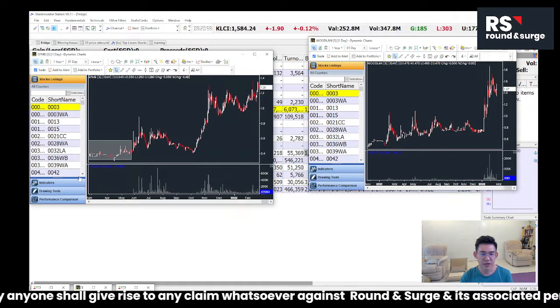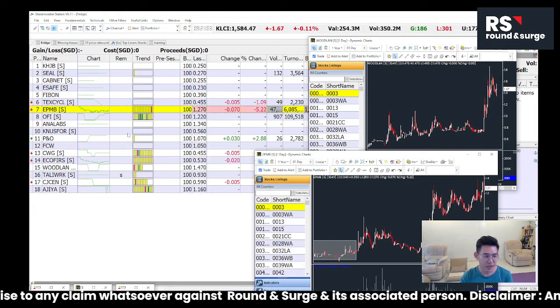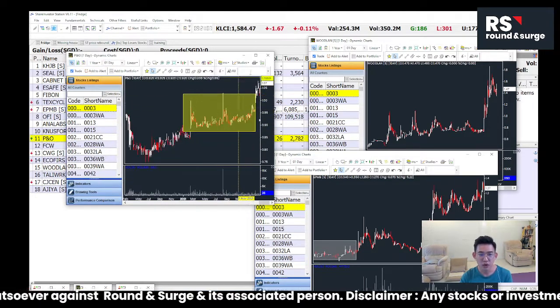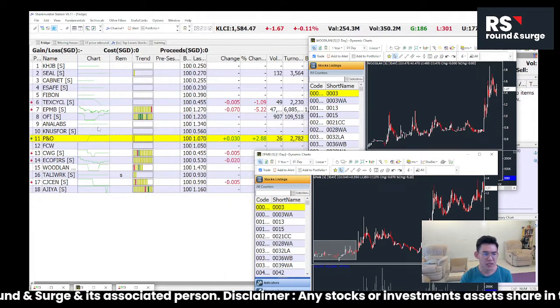So even if let's say you enter into it, it's not good. You can see the price moves like this. P and O, this one is also not liquid, so I didn't share. Better not to share because you can't exit.